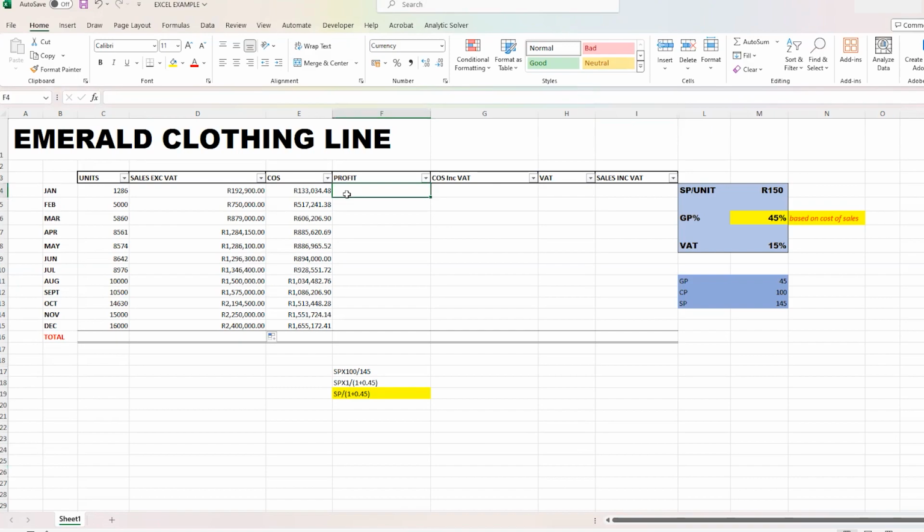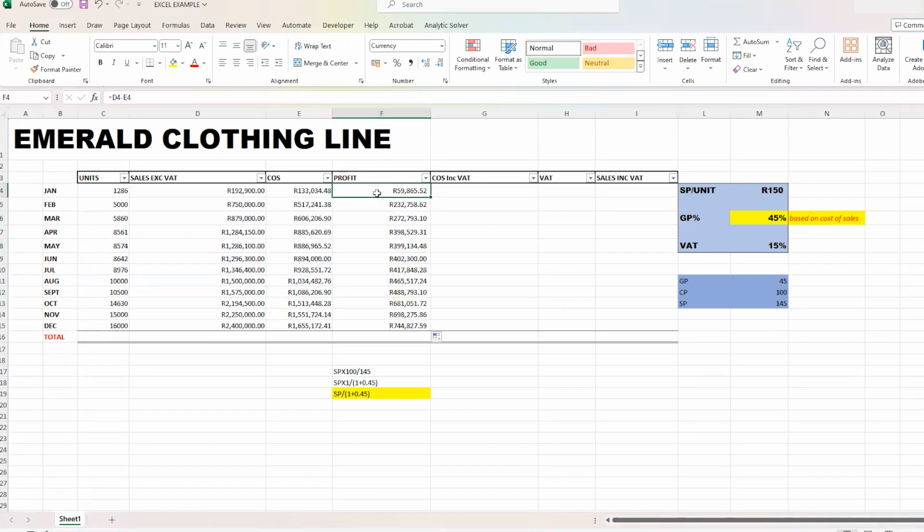The next one is to find the formula for the profit. Okay, what is the profit that I made? This one is very easy. I've got my selling price, I've got my cost of sales. To get my profit, equals sales minus cost of sales. Simple as that, and enter. Very simple. Then I'll just drag this down, and then it will both be changing.